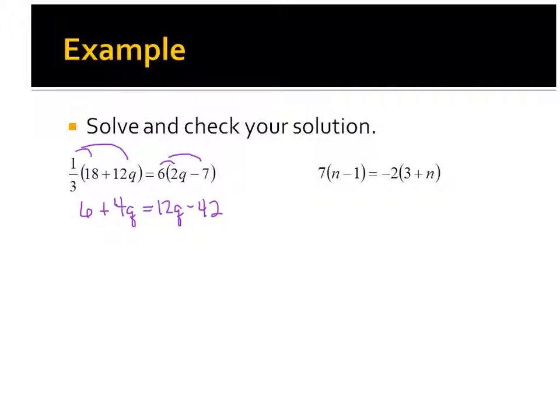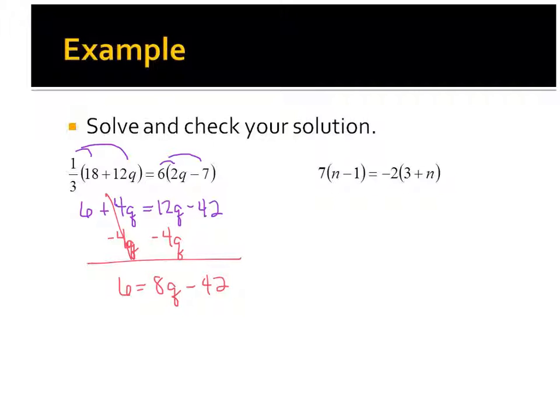Okay, so get rid of your parentheses first. Then I'm ready to move my variable. So you got to decide which variable do you want to move. You can either subtract 4Q from both sides or subtract 12Q. I'm going to subtract 4Q because I want a positive variable. So if I subtract 4Q from both sides, that cancels. 6 equals 8Q minus 42.